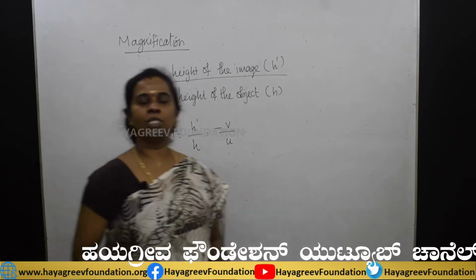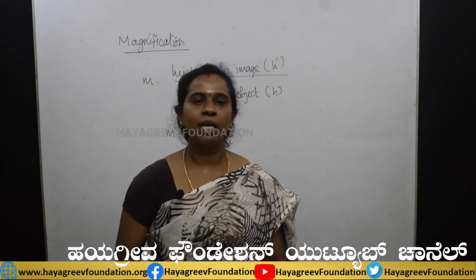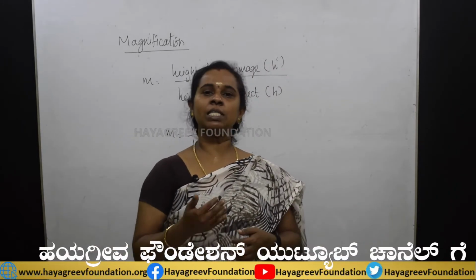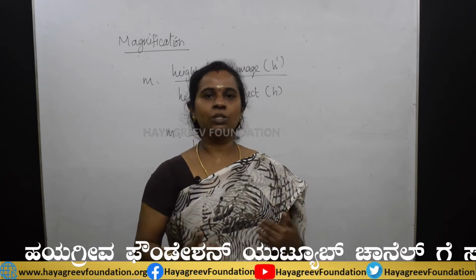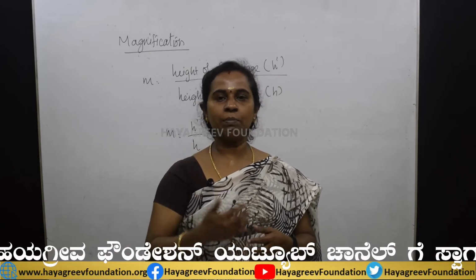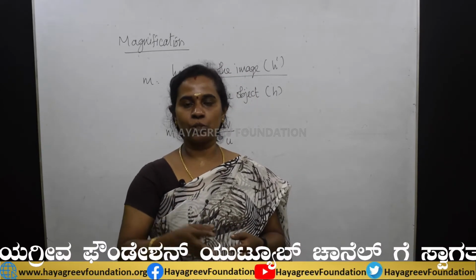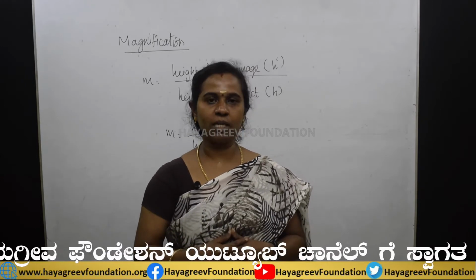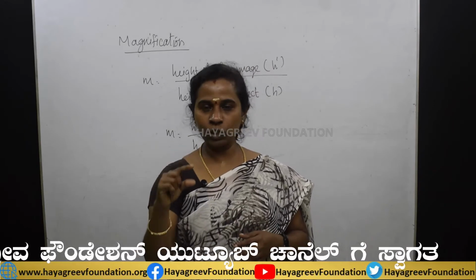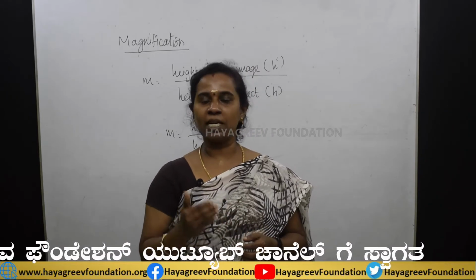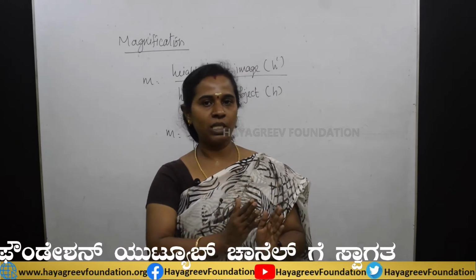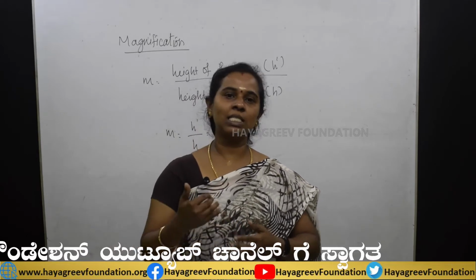Now I am going to explain about magnification of a mirror. Either plane mirror, concave mirror or convex mirror, we can find magnification. When we stand in front of a plane mirror, we get an image of the same size as ourselves. So the linear magnification of a plane mirror is always 1. Important question: what is the linear magnification of a plane mirror? That is 1. In the case of a convex mirror, the image is always small, so the magnification of a convex mirror is always less than 1. In a concave mirror, the position of the object decides the position and size of the image.